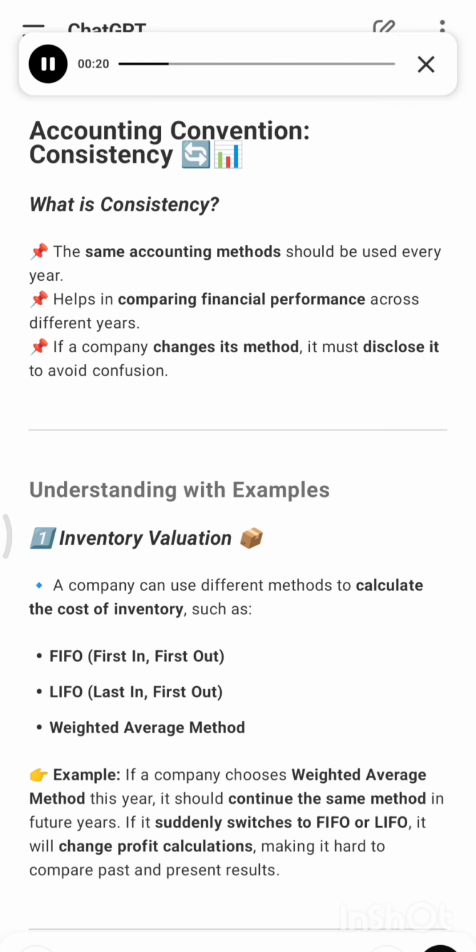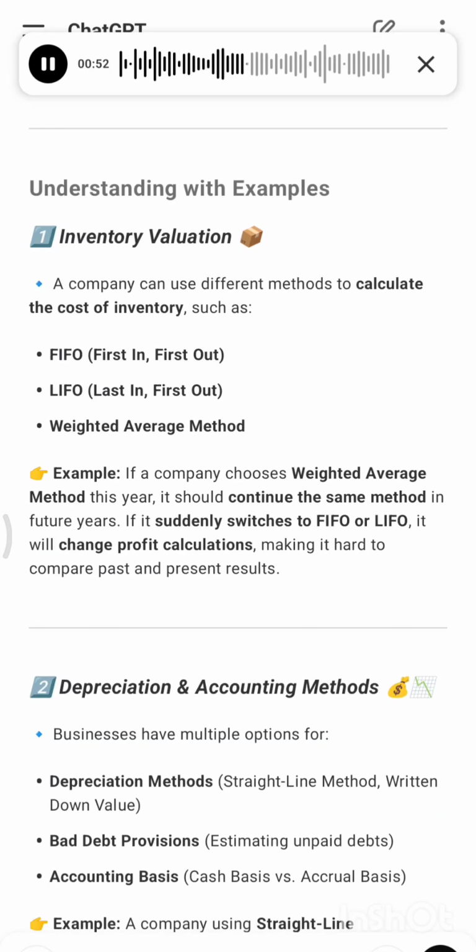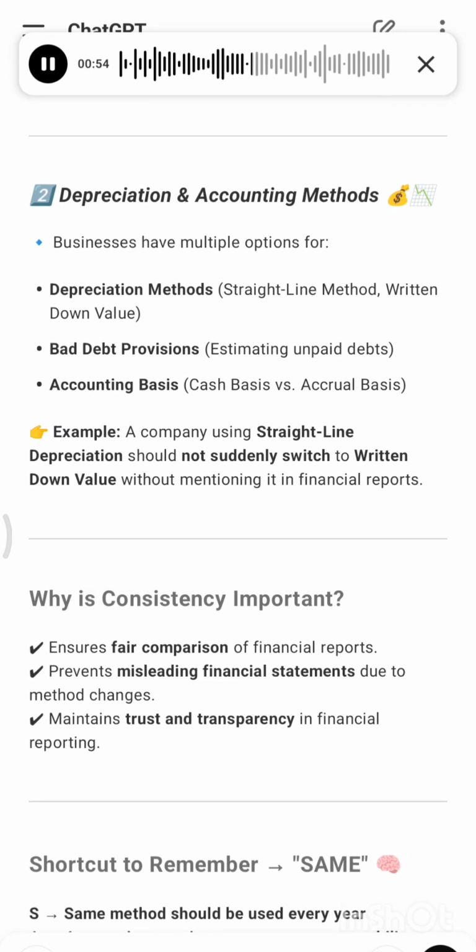Understanding with examples. 1. Inventory valuation. A company can use different methods to calculate the cost of inventory, such as FIFO, first in, first out, LIFO, last in, first out, weighted average method. Example, if a company chooses weighted average method this year, it should continue the same method in future years. If it suddenly switches to FIFO or LIFO, it will change profit calculations, making it hard to compare past and present results. 2. Depreciation and accounting methods.